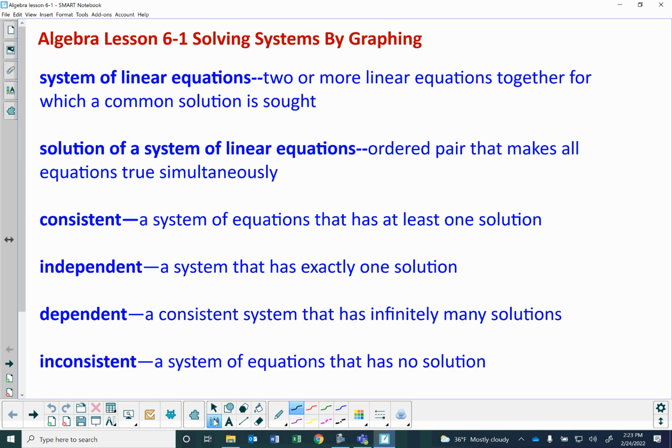Now there's some very important types of systems. We have a consistent system. That's a system of equations that has at least one solution. It could have more than one, but it has at least one. An independent system has exactly one solution and one solution only. A dependent system is a consistent system that has infinitely many solutions. In other words, the number of solutions is absolutely infinite. You can't name it. And then there's an inconsistent system, which is a system of equations that has no solutions.